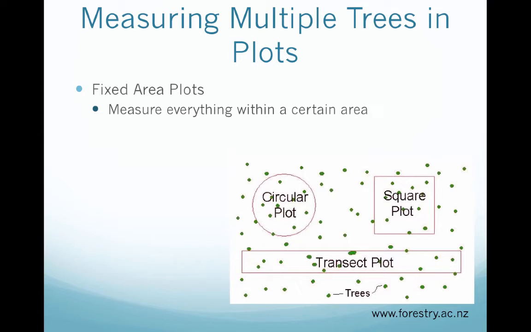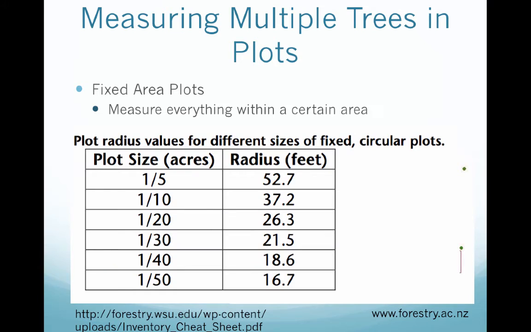A fixed area plot is exactly what it sounds like. It's a fixed area. You measure everything within a certain area. This could be a circular plot, this could be a square plot, this can be a transect. But the main thing is it's a fixed area. And here are some of those common values or radiuses for fixed circular area plots.